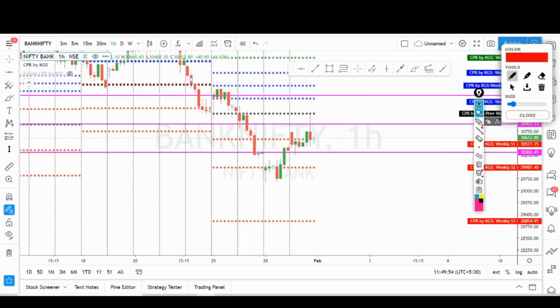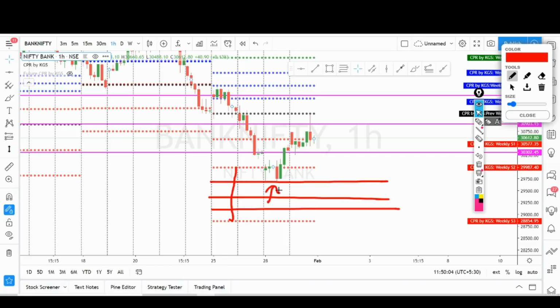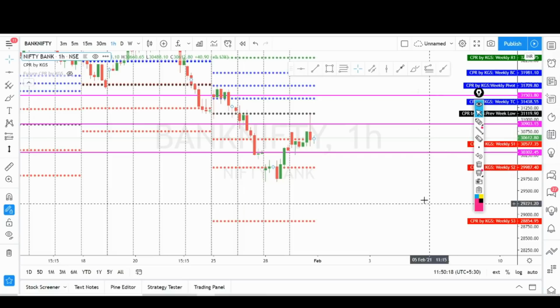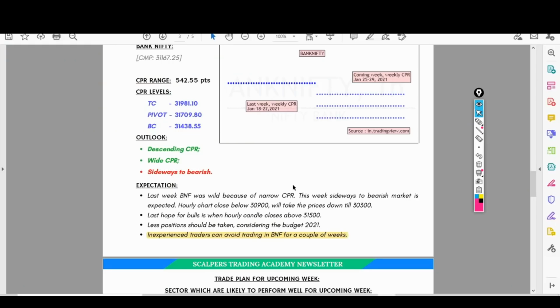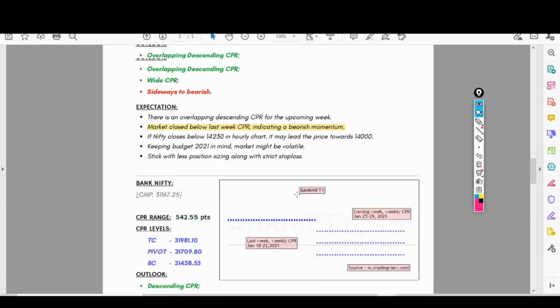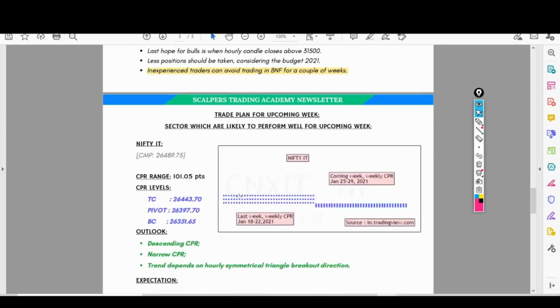Okay, so I said this 25% level, right? So that worked here perfectly, because Bank Nifty was not having the proper momentum to take the prices down further. Okay, so this 25% has acted well as your target. So this is what happened in Bank Nifty as per my weekly newsletter. I hope you all understood about Nifty and Bank Nifty trade plan and how it happened in the market.